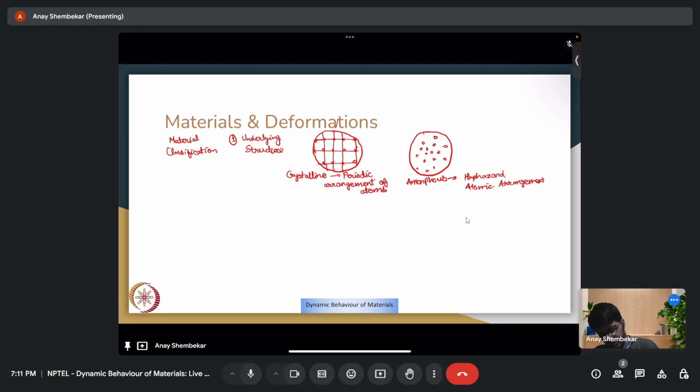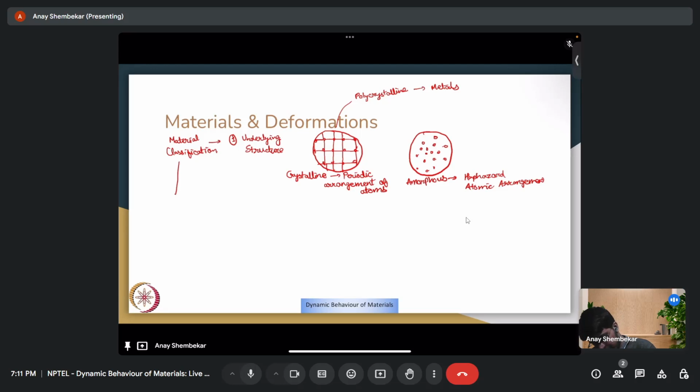Crystalline can be further extended to polycrystalline, an example of which is metals. Most metals exist in nature in a polycrystalline configuration, which means multiple crystals coming together. Within each crystal, they have their own arrangement, but some more things happen when the different crystals come together at the boundaries.